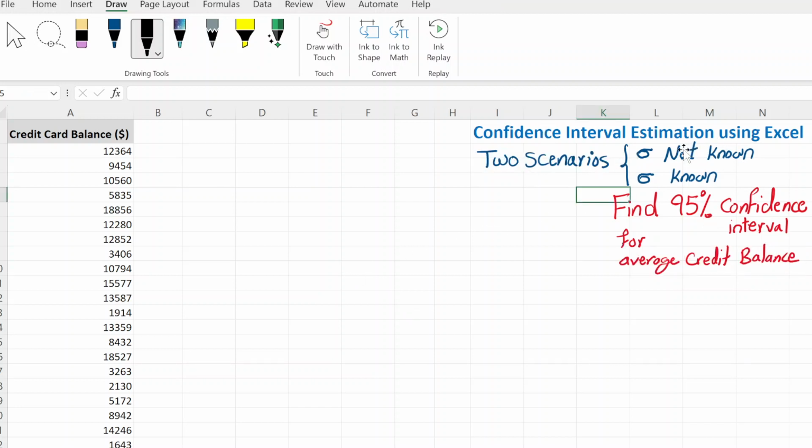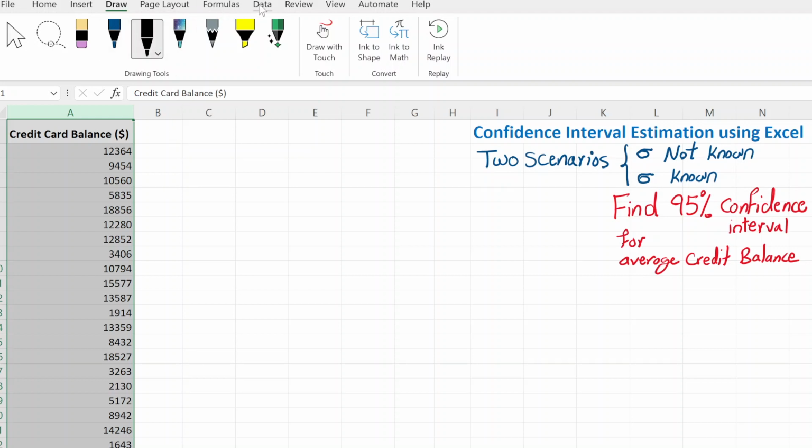One scenario is the practical scenario that the sigma of population, or standard deviation of credit card balances in dollars for all customers, is not known. And the second scenario, just to showcase the capabilities of Excel, I'm going to discuss when the sigma is known. So first, we have this data set. What is the thing we're going to do?